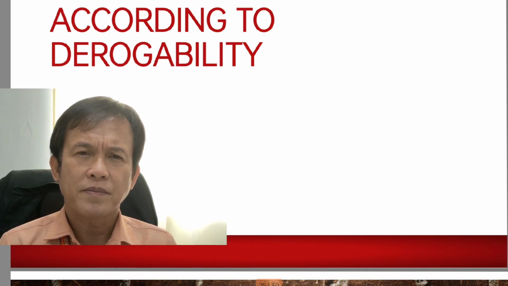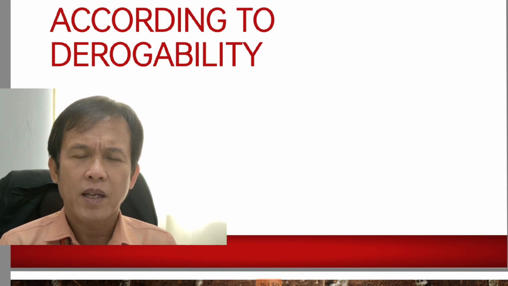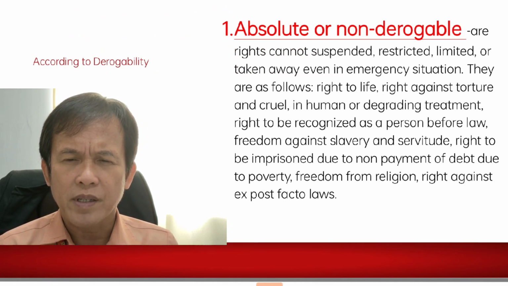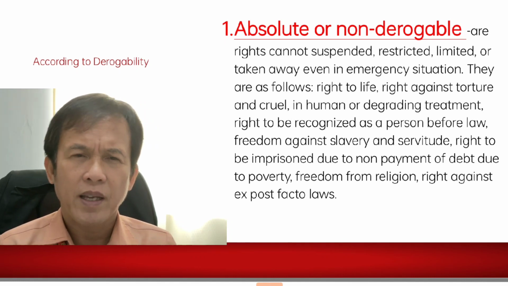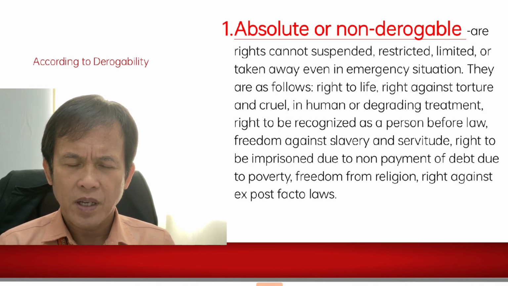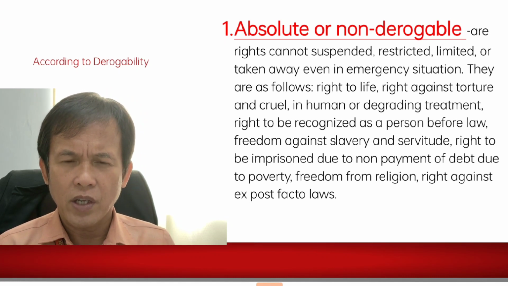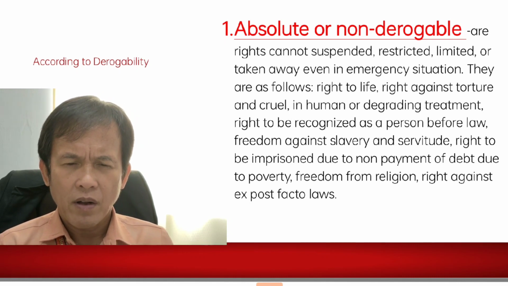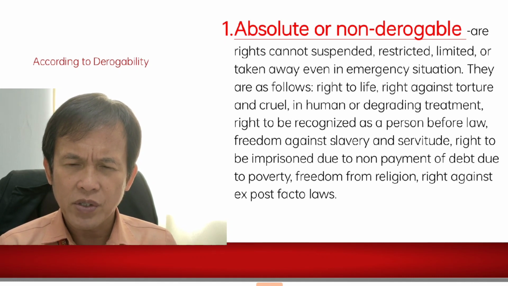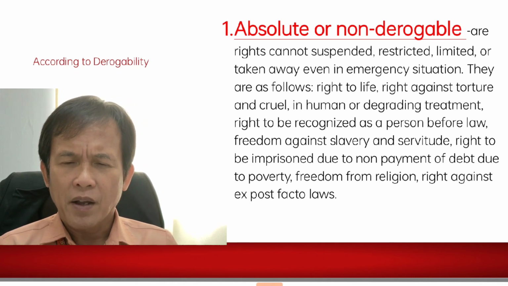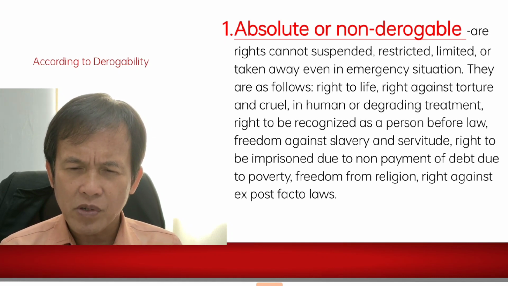According to derogability. Number 1, absolute or non-derogable. These are rights that cannot be suspended, restricted, limited, or taken away even in emergency situations. They are as follows: right to life, right against torture and cruel, inhuman or degrading treatment, right to be recognized as a person before the law, freedom against slavery and servitude, right not to be imprisoned due to non-payment of debt due to poverty, freedom of religion, right against ex post facto laws.